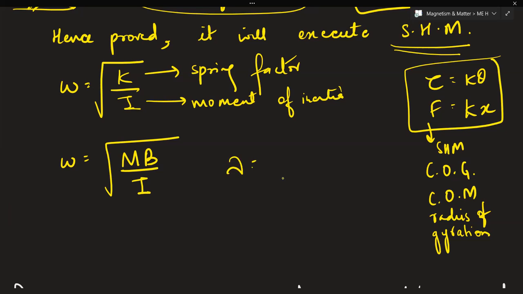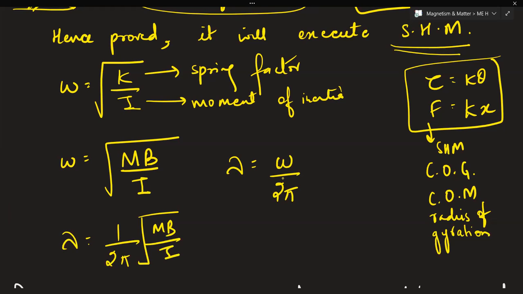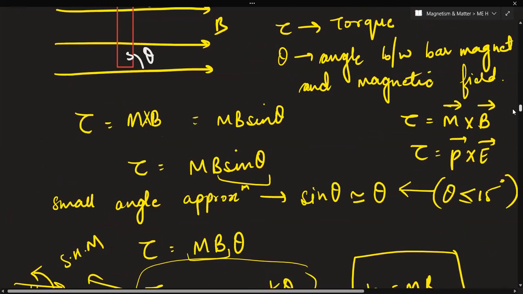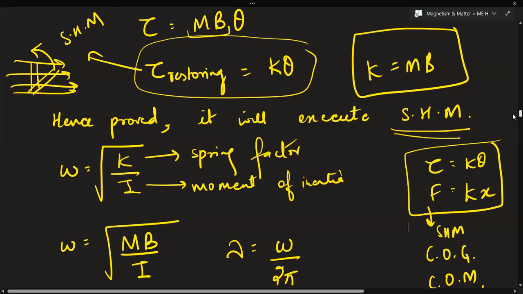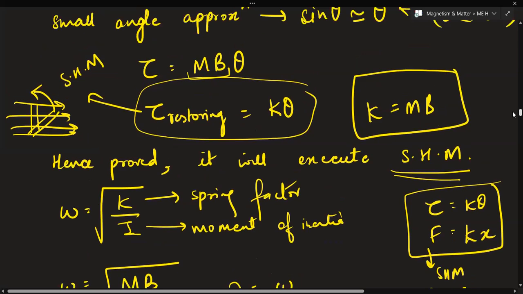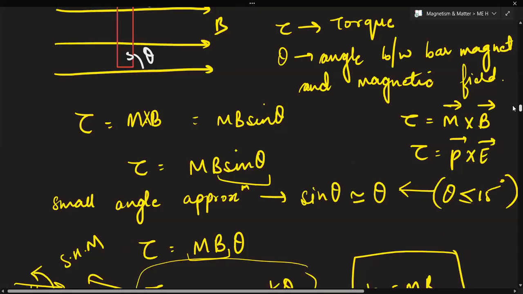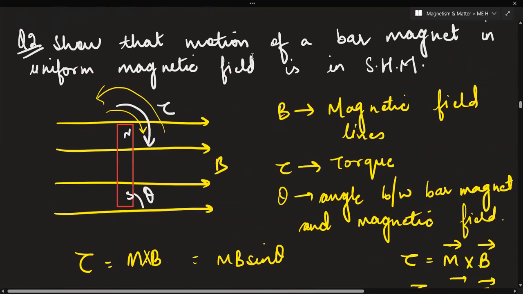Frequency also, linear frequency is given by omega divided by 2 pi. So you can write linear frequency as well. This becomes 1 over 2 pi under root mb by I. These formulas are rarely used, but this is the extreme part that can be asked in your exam. Till here, this question has ended. K is equal to mb, hence root. This was something additional that I have told you. It can be asked in your exam. To this extent, maximum of the paper is difficult. All right, class, note down this. Then we'll see one more question.